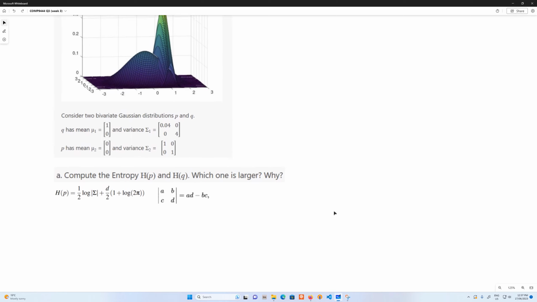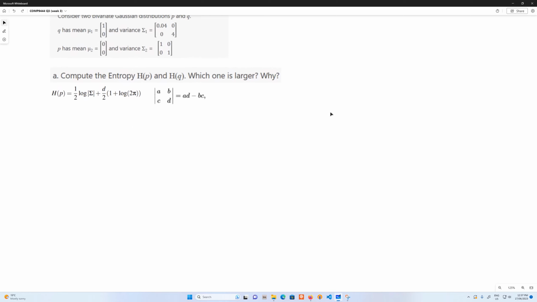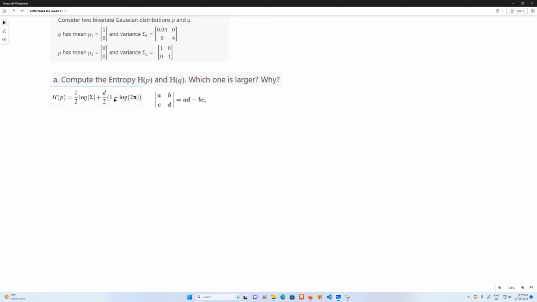Actually computing the entropies is a pretty mechanical process. We just have to use this formula here, which I pulled out of your lecture notes. And one other thing we'll need to know is how to calculate the determinant of a matrix, which is this calculation here. So why don't we go ahead and start filling in the values. Let's do HP first.